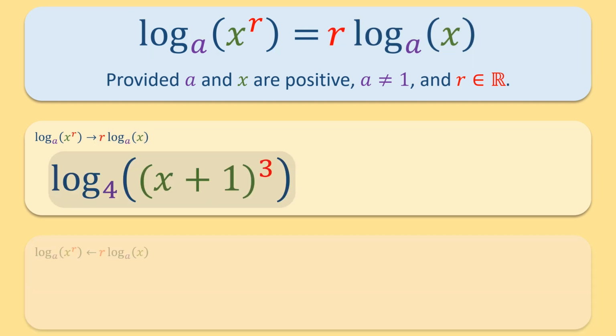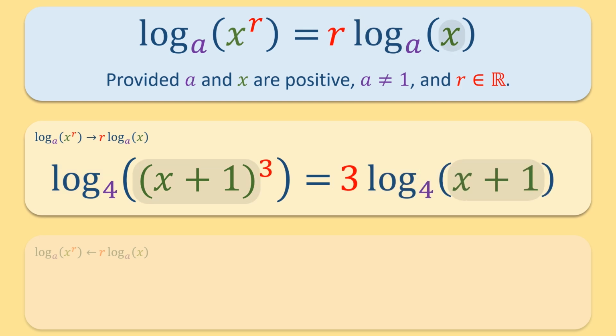Consider log base 4 of (x plus 1) all raised to the third power. This currently matches the form on the left-hand side of the rule. We can use this rule to bring the power of x plus 1 out in front of the logarithm, so we bring 3 outside and multiply it by log base 4 of (x plus 1). Basically, whatever was raised to the power within the logarithm remains inside the logarithm when moving from the left-hand side to the right-hand side of the rule.